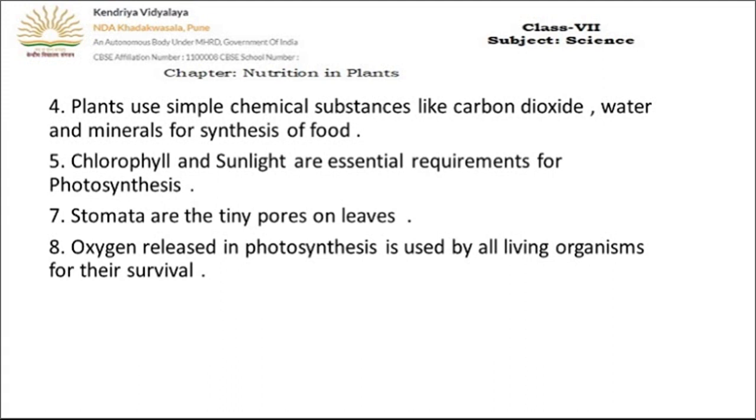Okay. Then stomata. Stomata are the tiny pores on the leaves. And very important, the oxygen gas is released in photosynthesis. And this oxygen, which is released during photosynthesis by the plants, is used by all other living organisms for their respiration, for their breathing. So, from where is the oxygen coming? Actually, the oxygen is coming from the photosynthesis process which is going on in the plants.